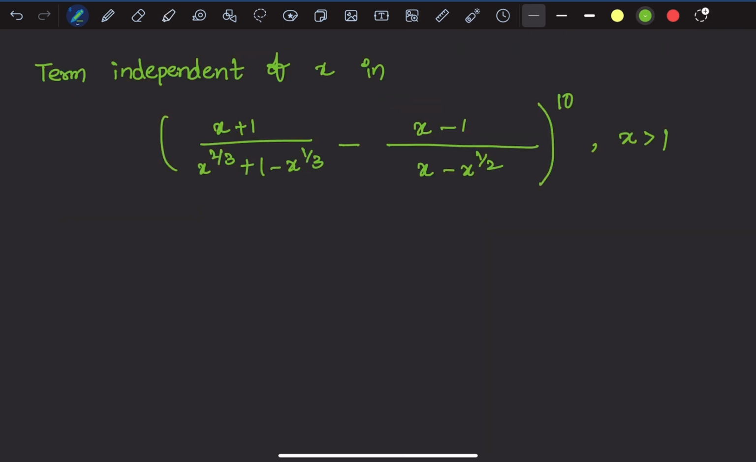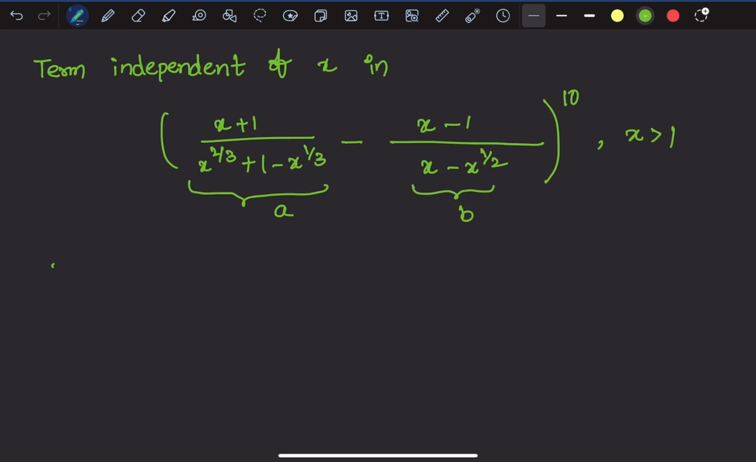So let us move ahead with the next question. So this is the question that we have. We have to find the term independent of x in this particular expansion. So let us consider this as A and this as B. Alright. So this is your A and this is your B.